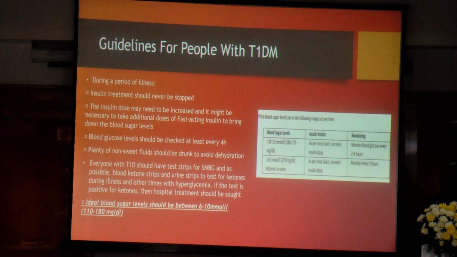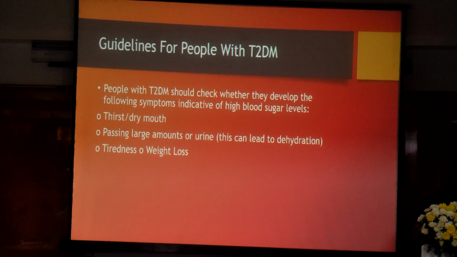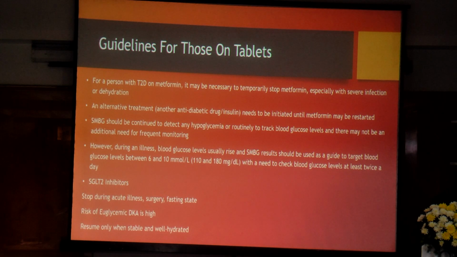Ideally, we need the blood sugar levels between 110 and 180 milligrams per dL. In those with type 2 diabetes, they also need to check for symptoms of hyperglycemia, like thirst or a dry mouth, passing large amounts of urine, and tiredness or fatigue, or even acute weight loss. Those on tablets, well, metformin, because of lactic acidosis in a case of severe dehydration or severe infection, may need to be withheld for a while, and an alternative may need to be started until metformin can be reinstated.